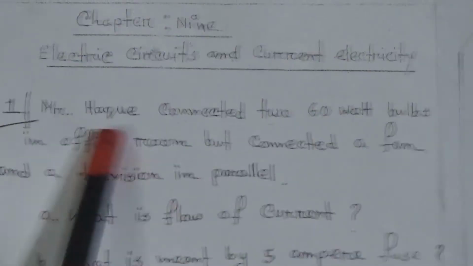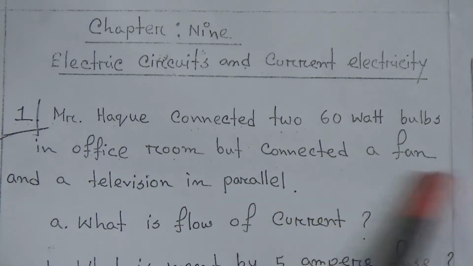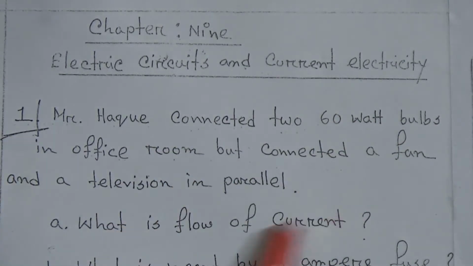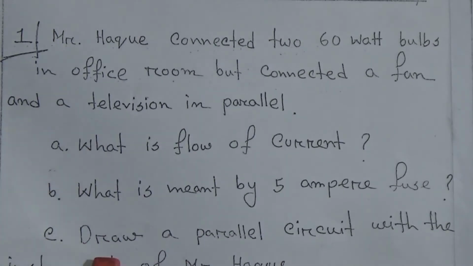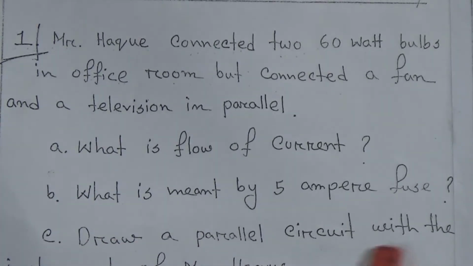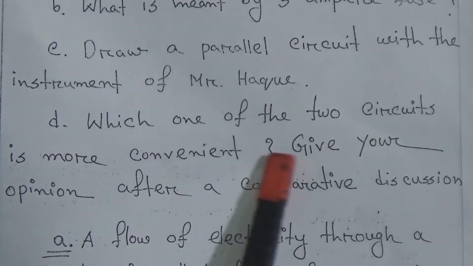Now come to first creative question of the chapter. Mr. Hawk connected two 60-watt bulbs in his office room, and connected a fan and a television in parallel. What is flow of current? Second one, what is meant by 5 ampere fuse? Third one, draw a parallel circuit with the instruments of Mr. Hawk. And last one, which one of the two circuits is more convenient? Give your opinion after comparative discussion.